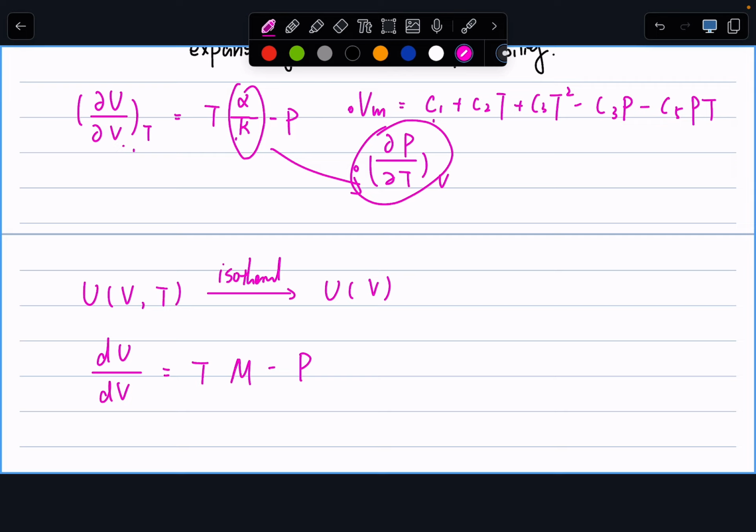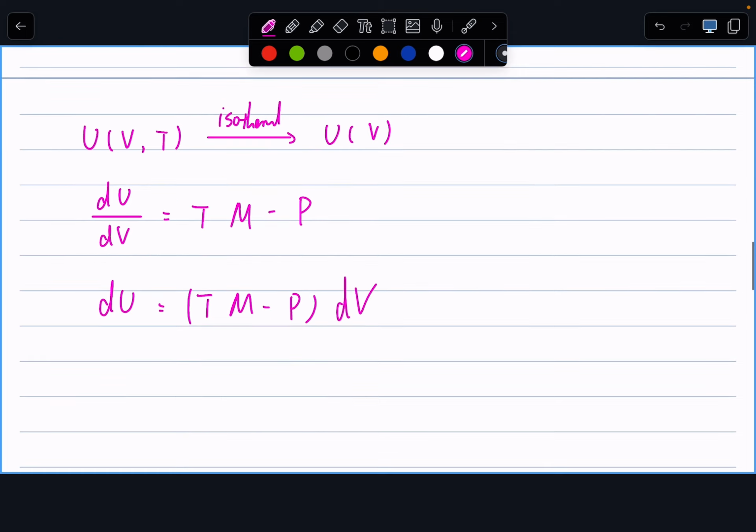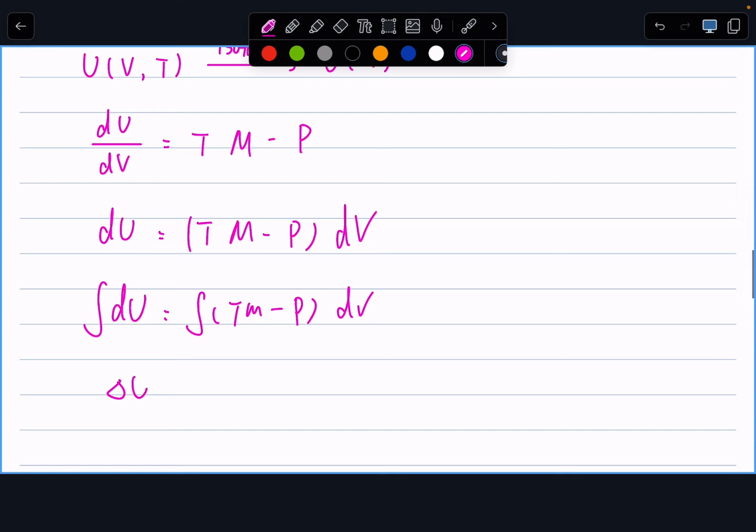So how do we finally solve for delta U? Remember, what we want is the delta U of that process. We have dU equals T M minus P dV, and integrate on both ends. We get delta U equals the integration of T M minus P dV. How we solve that integration basically depends on what that M ends up to be and what the expression of P as a function of V is, because with the equation of state, we have all that information.